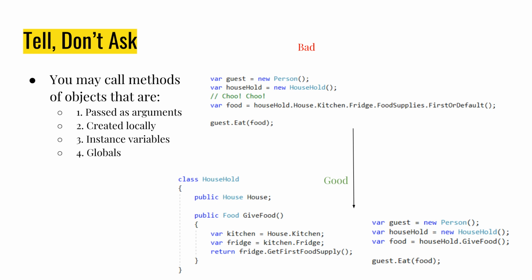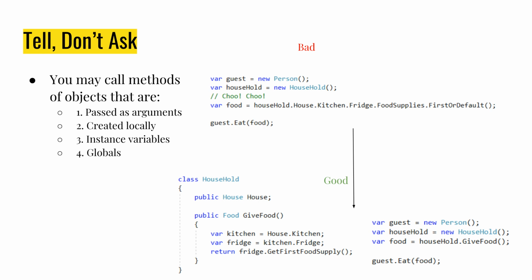This is a bad implementation because by simply requesting food which the household can provide, we need to go and know the whole chain of structure that the household contains. We don't want to know about it, we don't want to be aware of it, and we want to eliminate such a train. That's what a train looks like, because each dot is like a wagon attached to the train and chained together. We don't want that.